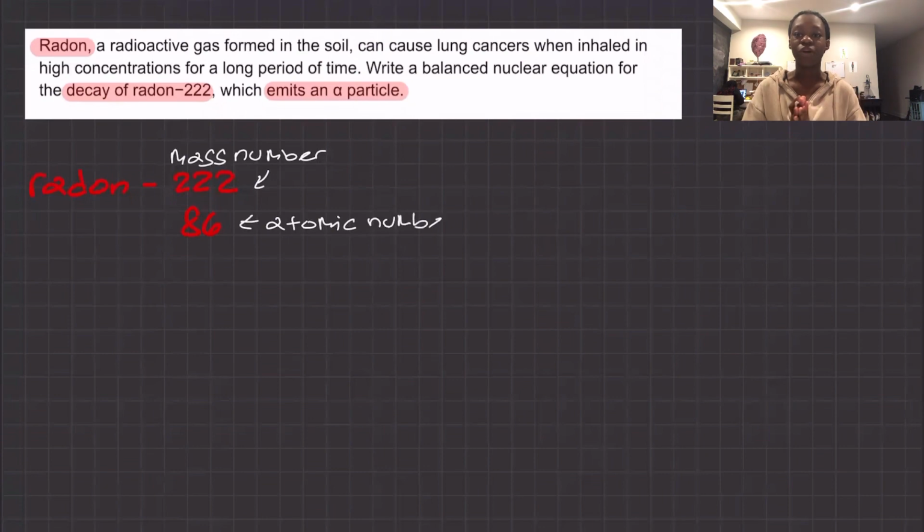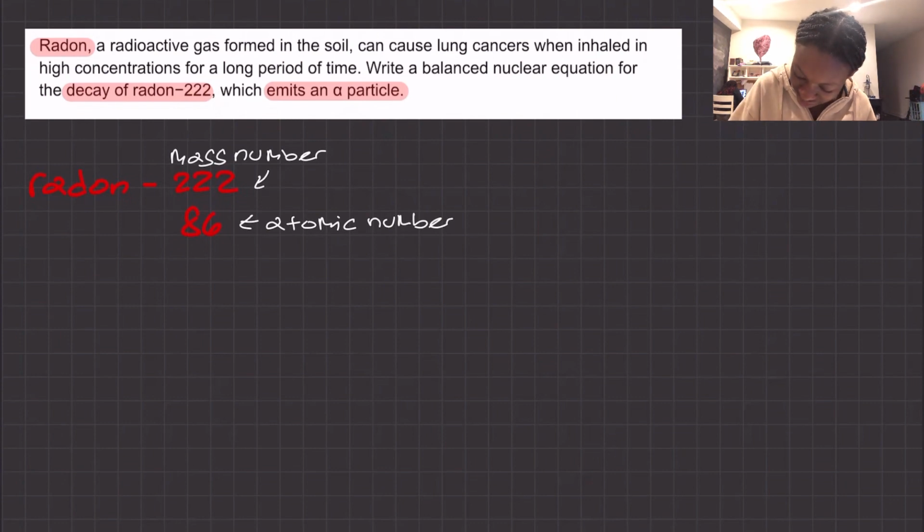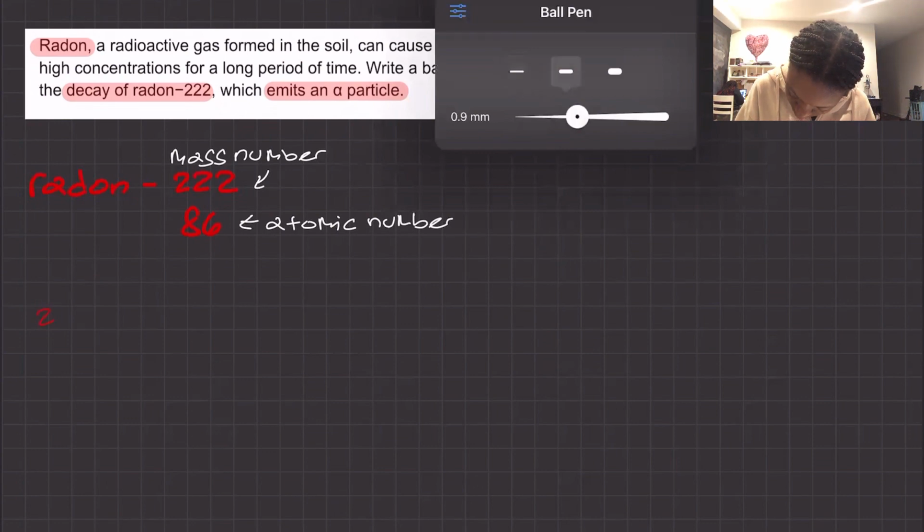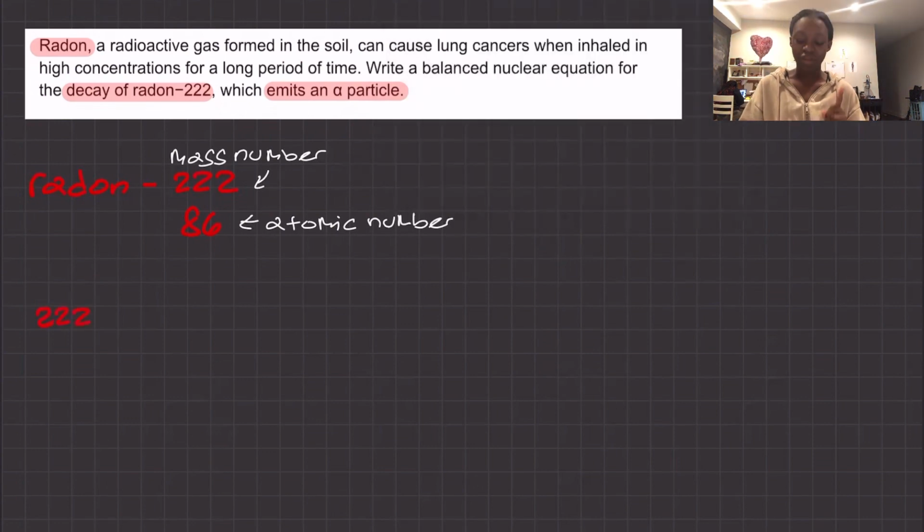Okay, perfect. So now we are going to build this isotope. Remember, an isotope looks like this. We have the mass number on top and the atomic number on the bottom. And then we put the symbol right here. So we have the mass number on top, 222. We have the atomic number on the bottom, which is 86. And then we have the symbol for radon, which is Rn. That is our sole reactant.